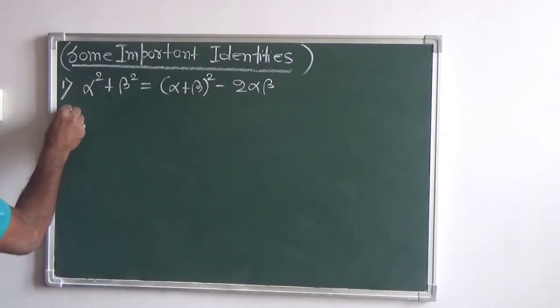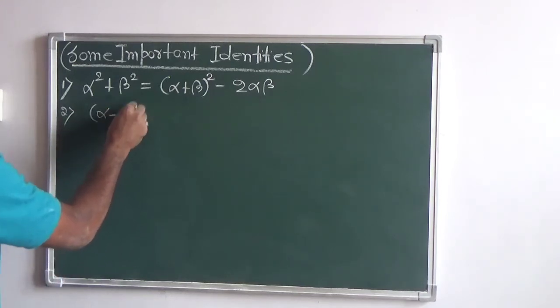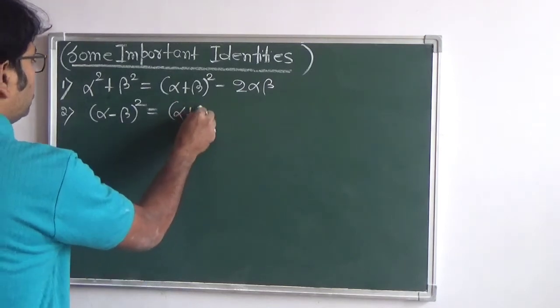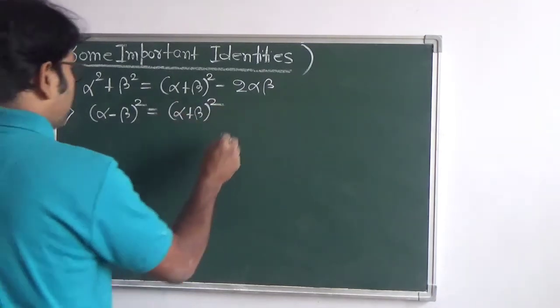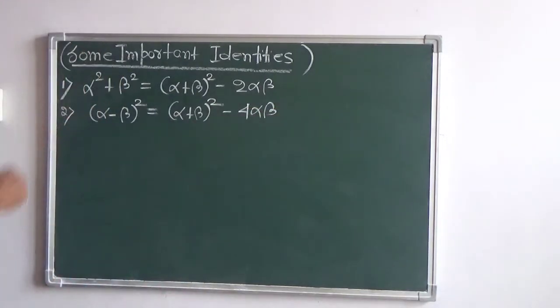Similarly, alpha minus beta whole square. If you have to find the value of alpha minus beta whole square, then write it in this form, that is alpha plus beta whole square minus 4 alpha beta, that will give you the value of alpha minus beta whole square.